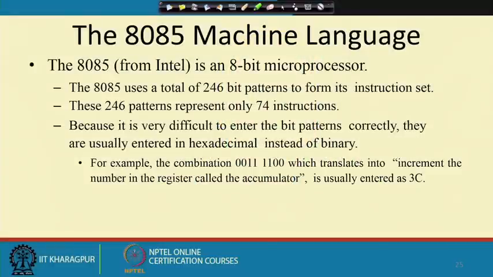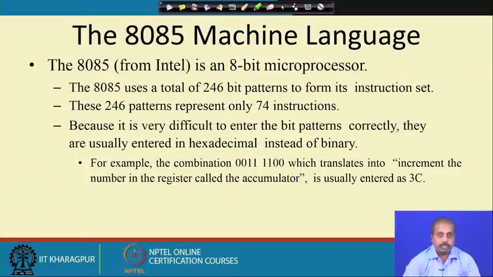So, if we consider that way, then there can be 246 different patterns, and that corresponds to actually 74 different instructions, and it is very difficult to enter the bit patterns correctly. So, they are usually entered in a hexadecimal format instead of binary format.